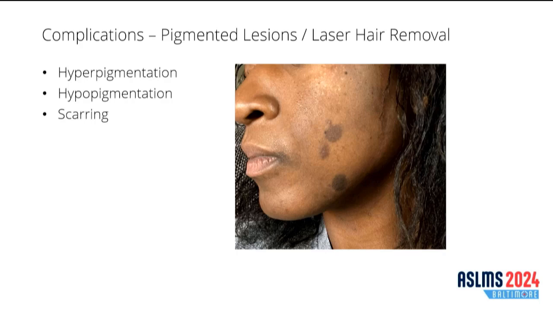Complications of pigmented lesions and laser hair removal are often due to improper patient or device selection. This patient here presented after she developed blistering and subsequent hyperpigmentation after improper use of a hair removal test spot, which they used a 755 nanometer wavelength.